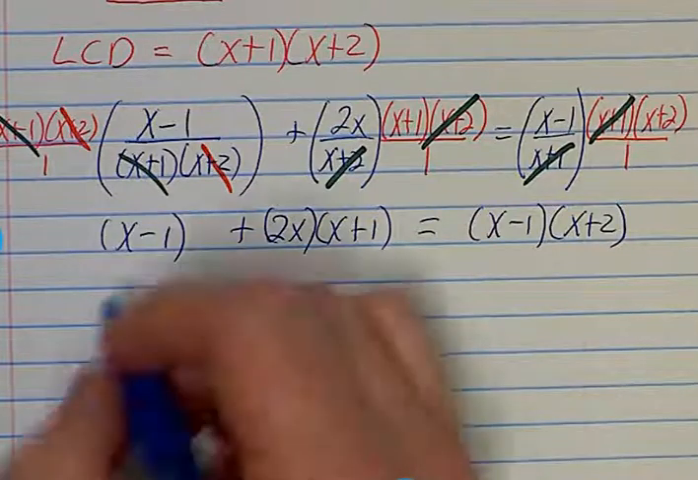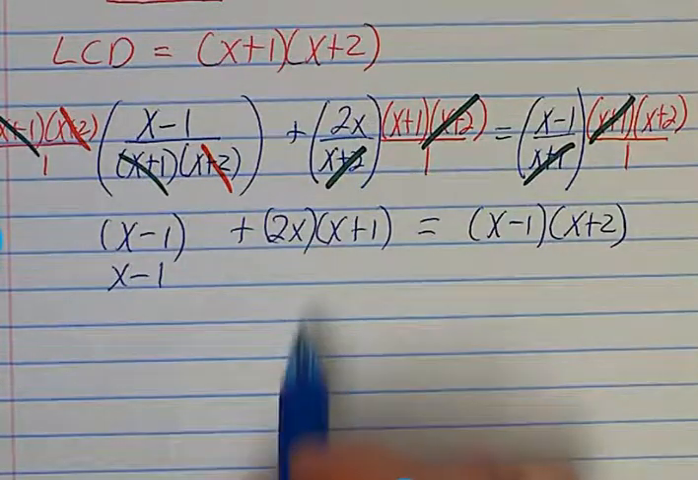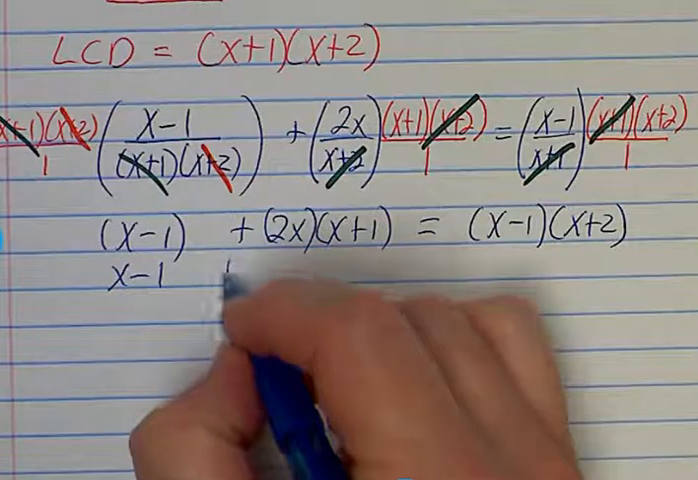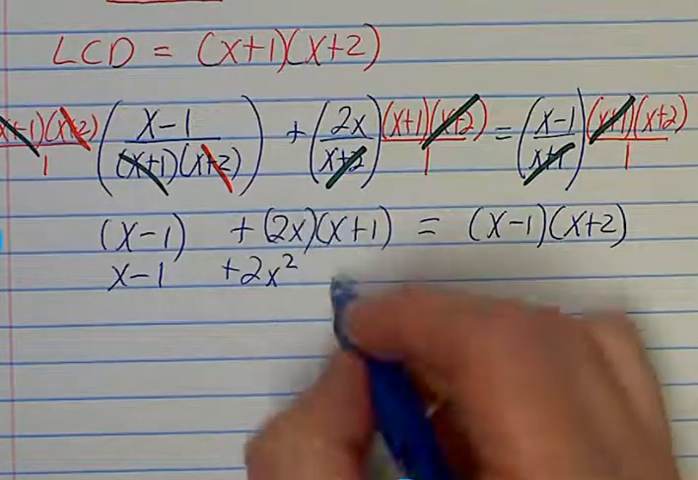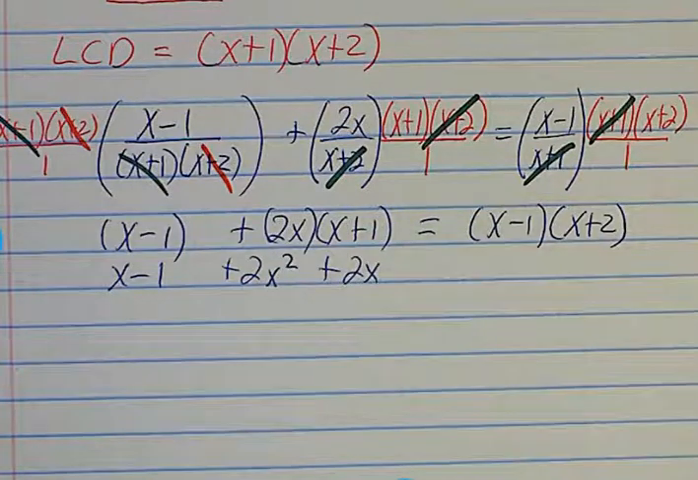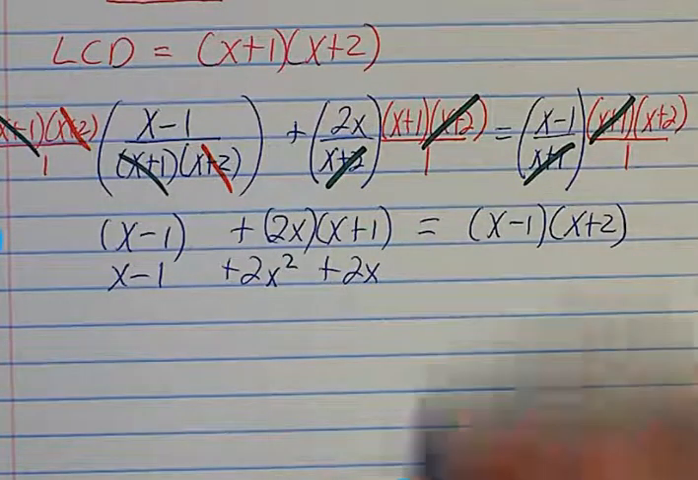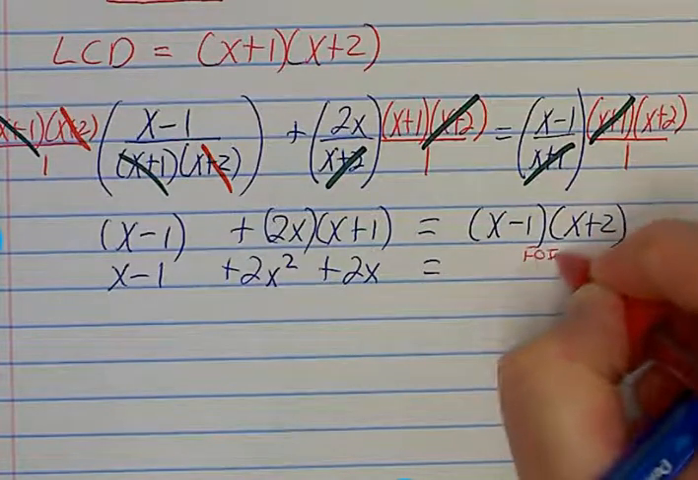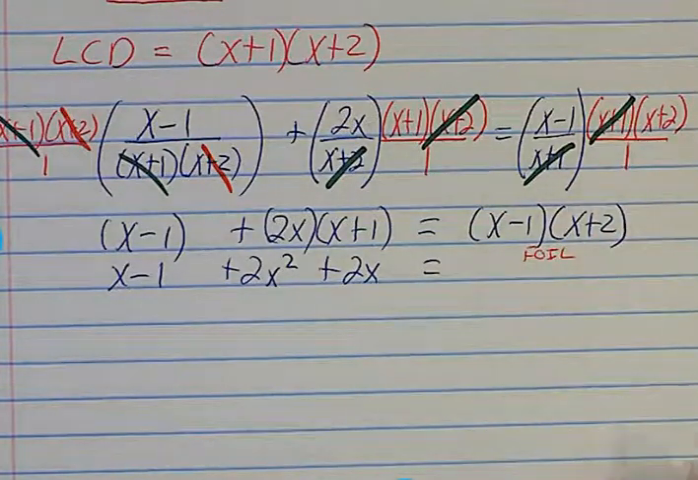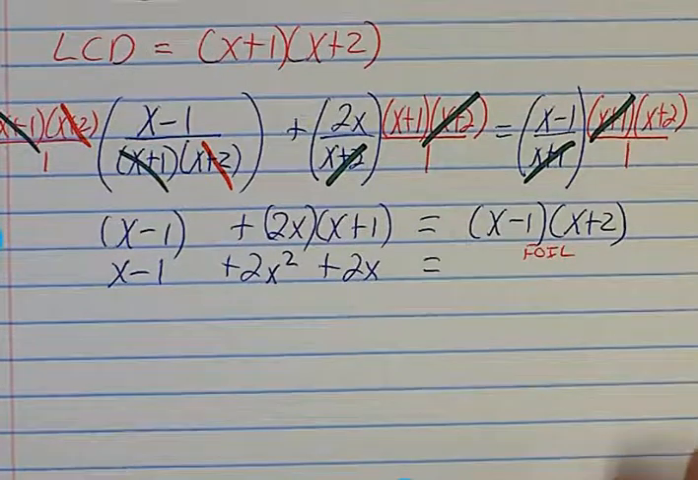Okay, nothing you can do here, so we'll just leave that one like it is. This one, you've got to do 2x times x, so it's a 2x squared, and then 2x times 1 for a 2x. And on the right-hand side, we are going to have to do the full method there.